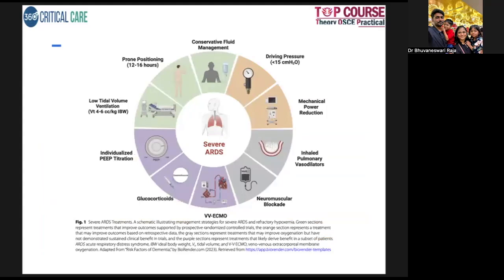So glucocorticoids and VV ECMO are the guideline for management of severe ARDS, which could improve the mortality.